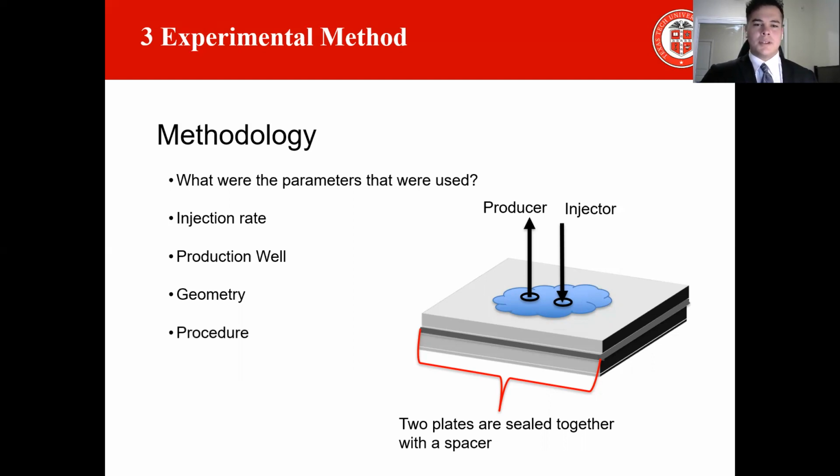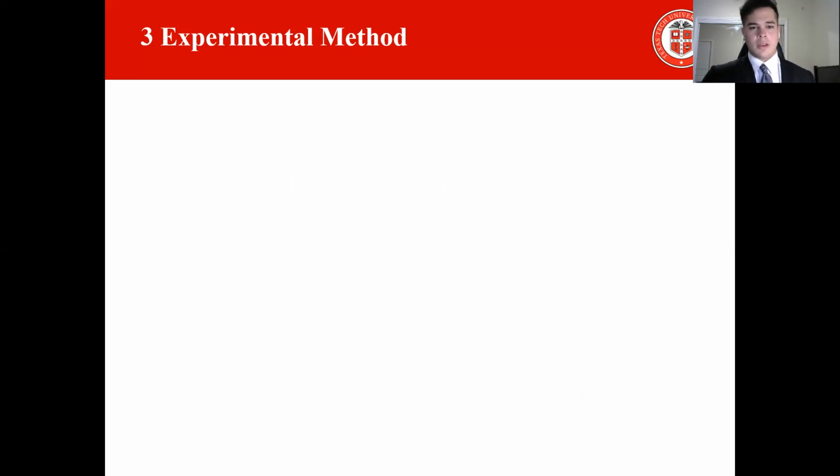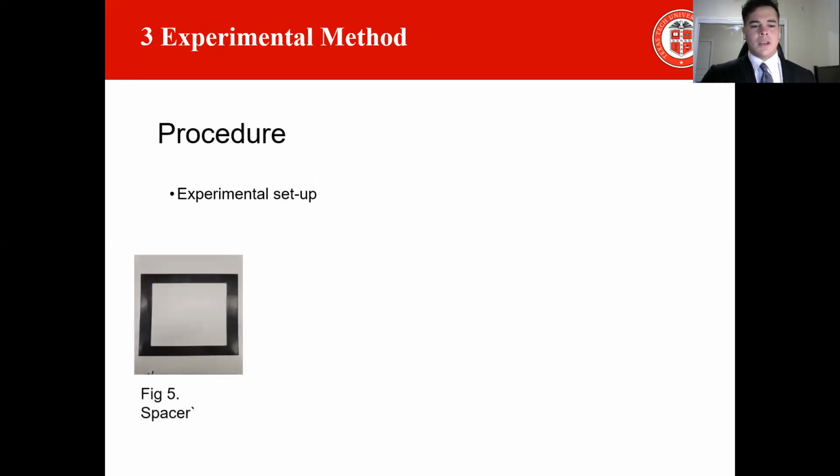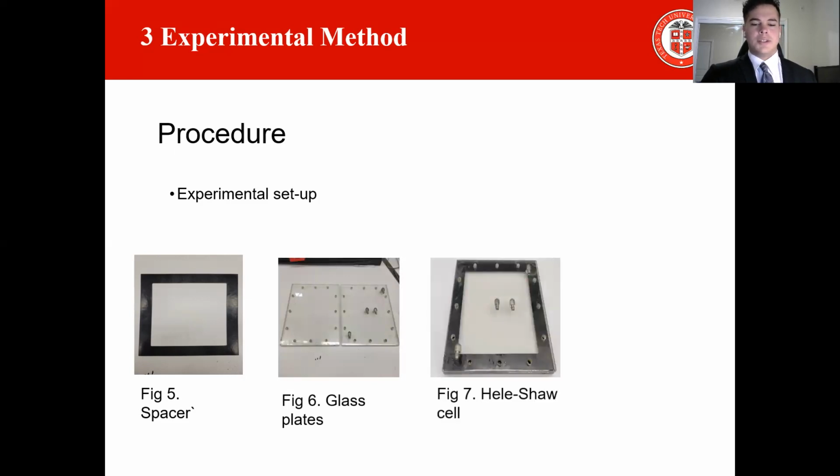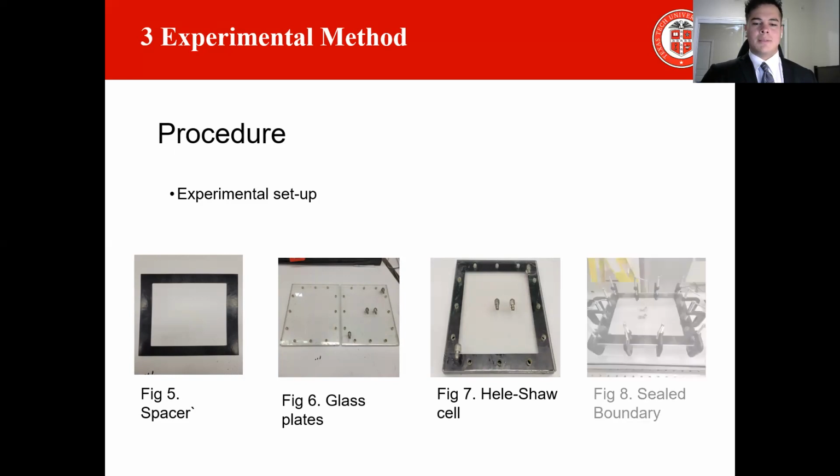As this experiment is done multiple times, there are steps that need to be followed correctly to perform the experiment successfully. So in the procedure, we have the spacer that is displayed as you can see, and then we have the glass plates, which, once combined together, create the Hele-Shaw cell, which is then clamped together, ready for the procedure to happen.